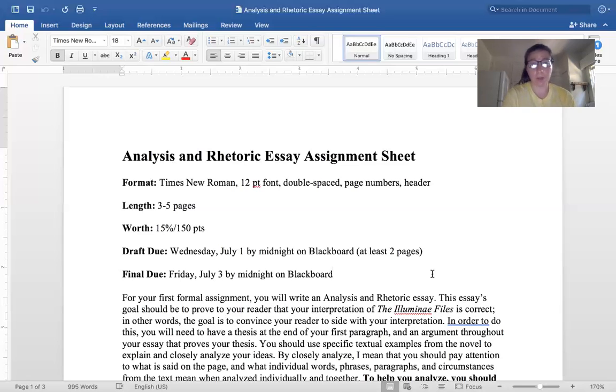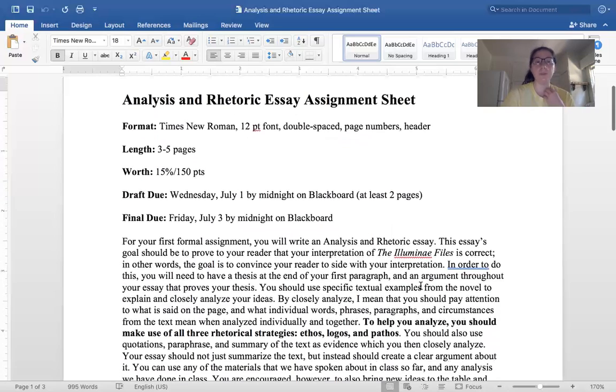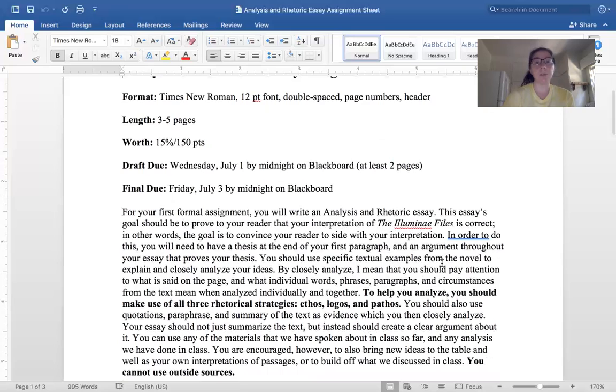You can have 3.5, or you can have up to 5 full pages. This essay is worth 15% or 150 points. And your draft is going to be due on Wednesday, July 1st by midnight on Blackboard. And you're just going to upload that in the Unit 1 folder in the same way that in the homework folder you've been going in and uploading your homework assignment sheets.